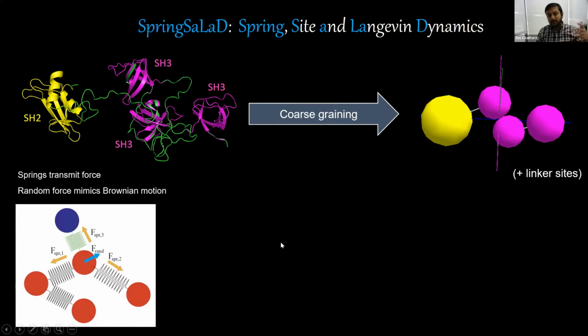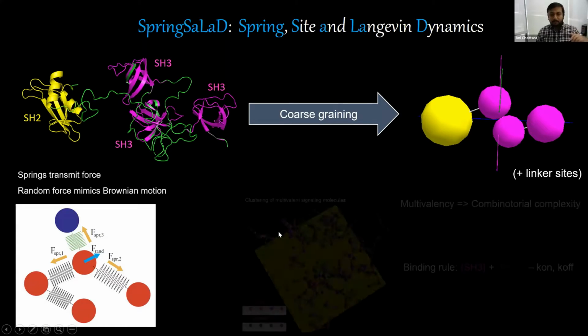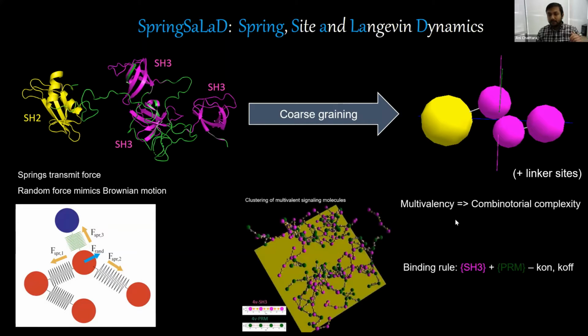Unlike molecular dynamics, there is this idea of the springs transmitting the force. Obviously, in order to move, you need to experience some kind of force. The force experienced by a site is a vectorial sum of all the springs coming from the neighboring sites, and also there is a random force to mimic Brownian motion. So here is an example.